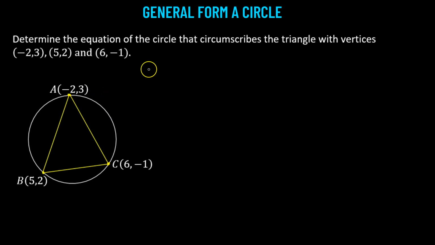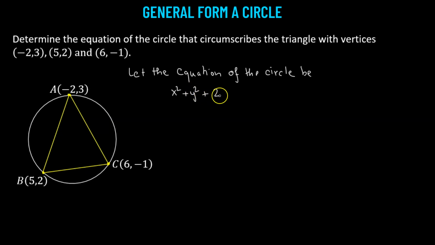In this problem, we need to determine the equation of a circle that circumscribes the triangle having vertices given by (-2, 3), (5, 2), and (6, -1). Now let us begin. We'll first suppose that the general equation of a circle is given by x squared plus y squared plus 2gx plus 2fy plus c equals 0.